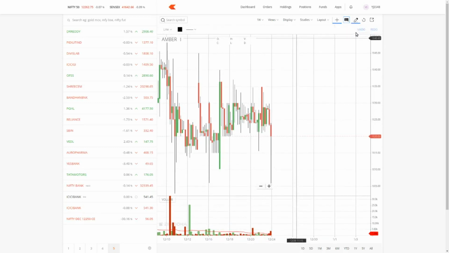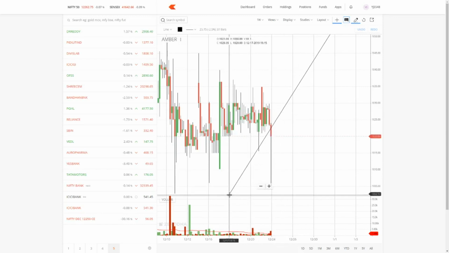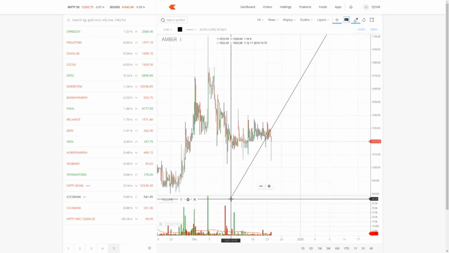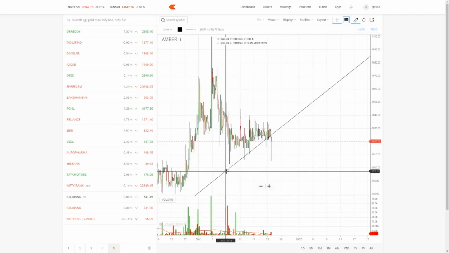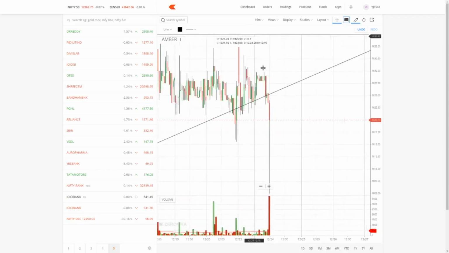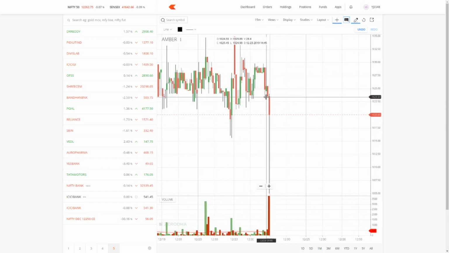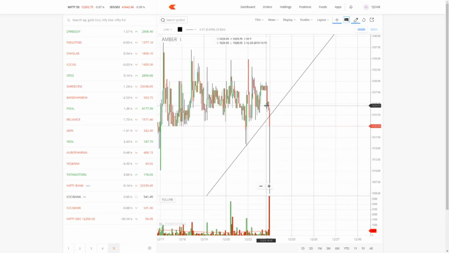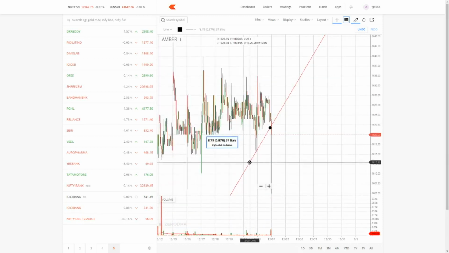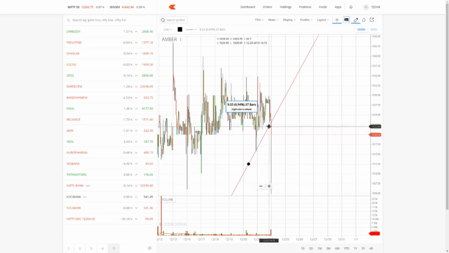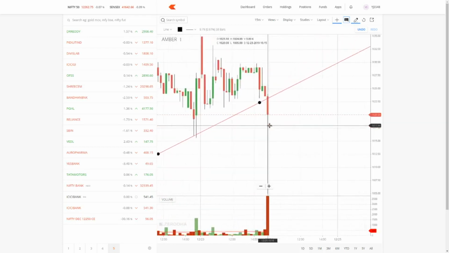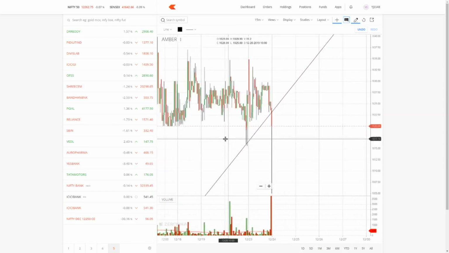So if I draw a trend line from here, sorry, this has to be 15 minutes. Sorry about that. Now let me just adjust this line. We can clearly see that a bearish breakout has happened.